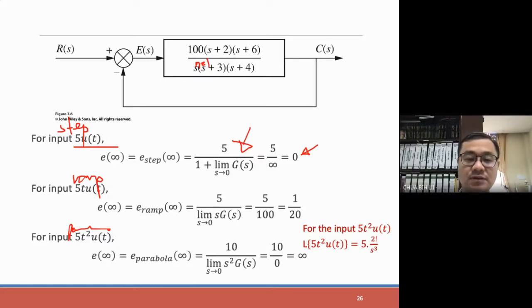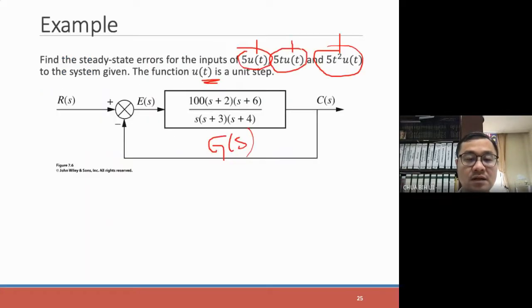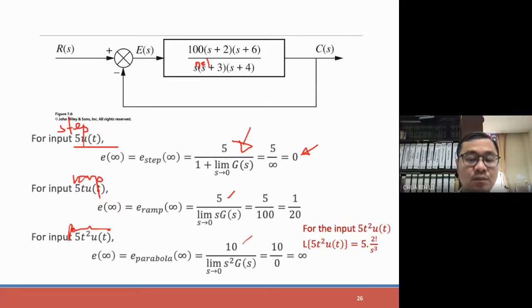So the equations are very similar, right? The only difference is that you apply the same equations as shown, and the input is 5, 5, and 5t over there. You just have to put that into your equations. For this one, instead of 5, it becomes 10, because for 5t square u(t), when we take the Laplace transform, it is 5 times 2 factorial. So 5 times 2, you get 10, right?